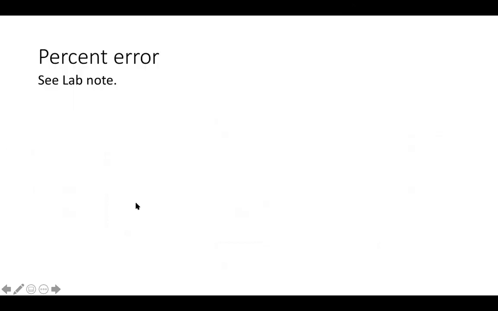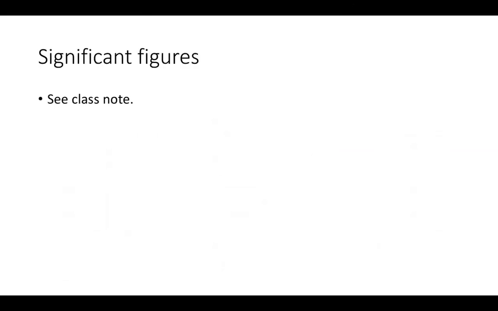Precision error, we'll talk more about it when we start looking at the labs and lab notes, so we're not going to talk about that one. Suffixes, we have talked about them. If you need to, go back and revisit the significant figures video. Density, same thing, I will look at the density videos and the dimensional analysis video.